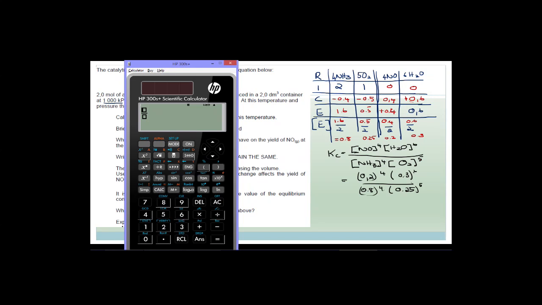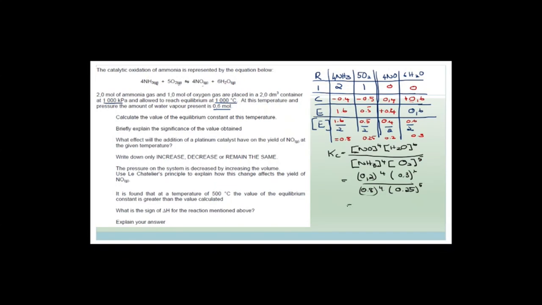Okay, so fraction. We've got 0.2 to the power of 4, multiplied by 0.3 to the power of 6, all over 0.8 to the power of 4, multiplied by 0.25 to the power of 5, equals. Wow. Okay, right. So let's write that out. It becomes 0.003. Okay, now it says briefly explain the significance of the value obtained.